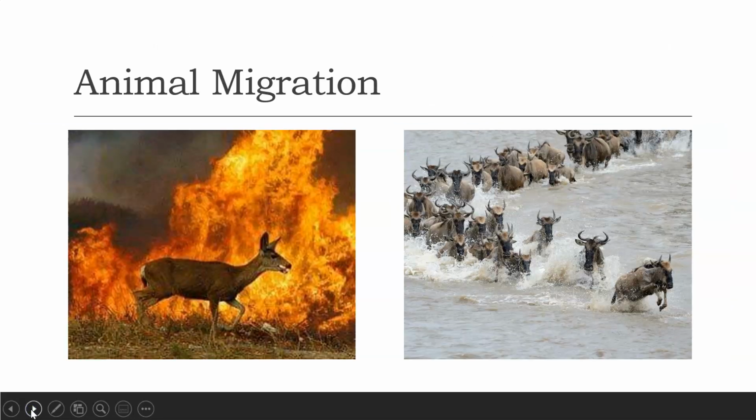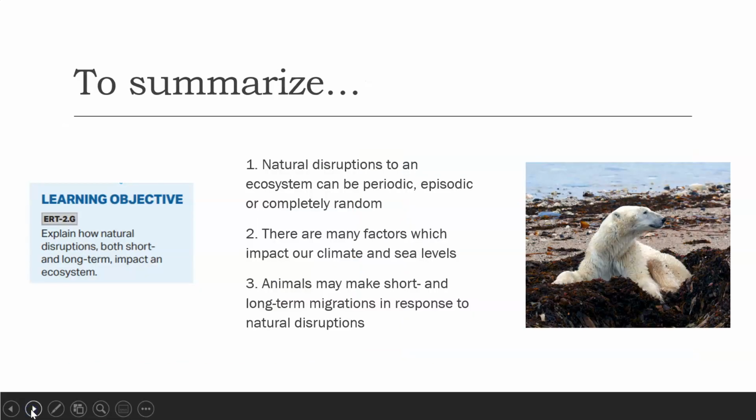So animals may have short-term migrations or long-term migrations depending on the type of natural disruption. If it's an annual disruption, such as dry seasons, wildebeests and zebras and gazelles may travel to follow to greener pastures, whereas a short-term migration could be an animal vacating an area because of a fire, which they may return to when the ecosystem recovers.